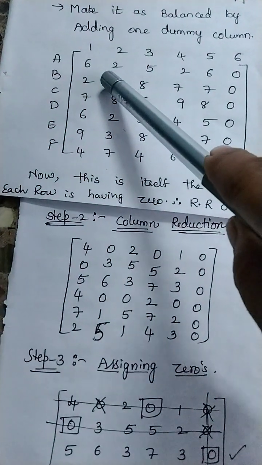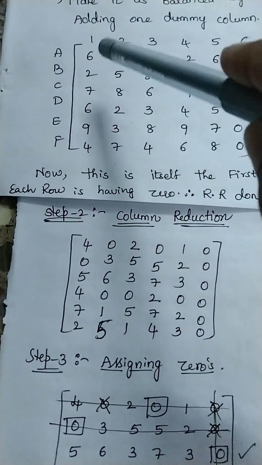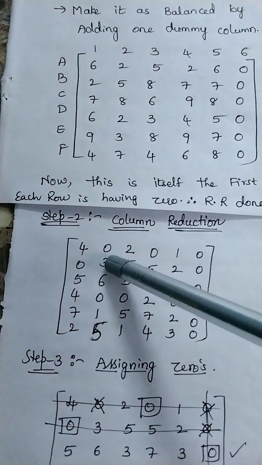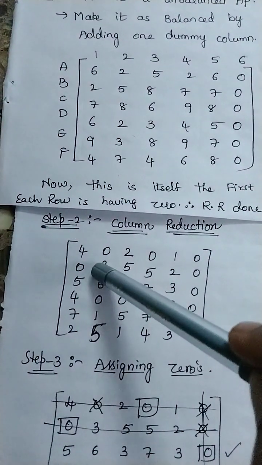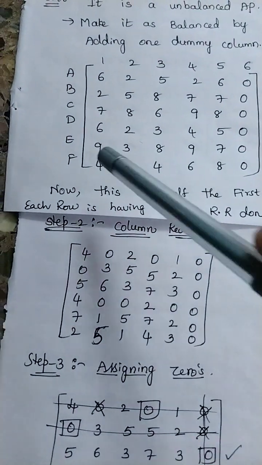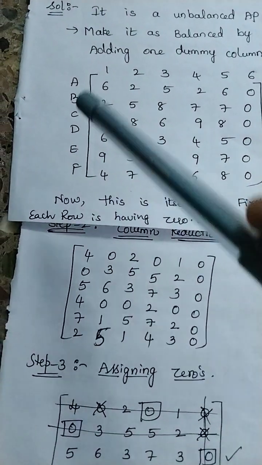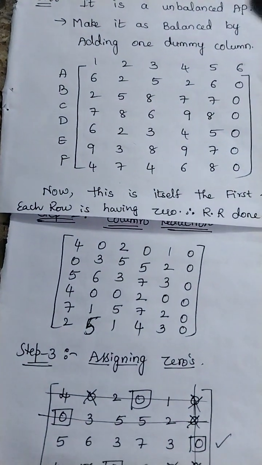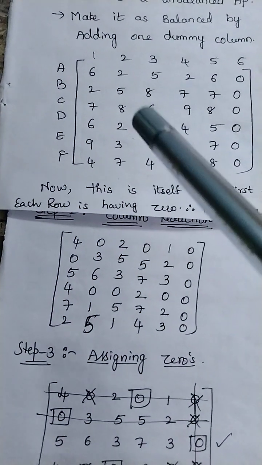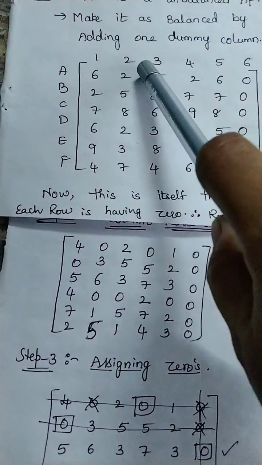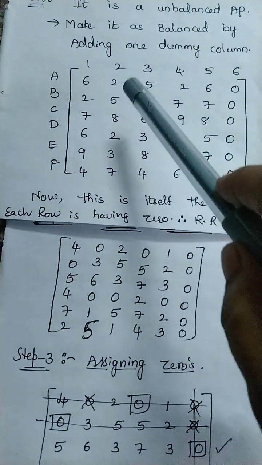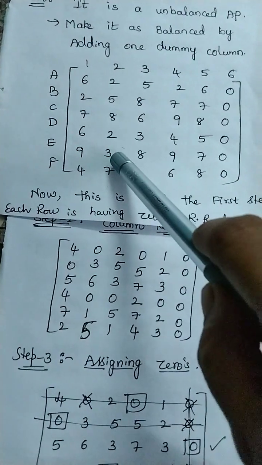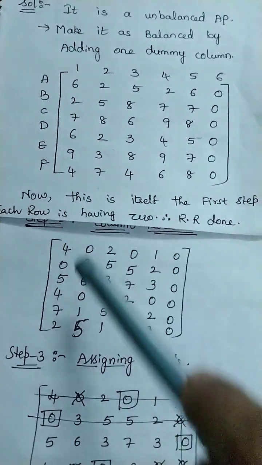2. You are going to reduce that value of 2 from the first column. 6 minus 2, 4. 2 minus 2, 0. 7 minus 2, 5. 6 minus 2, 4. 9 minus 2, 7. 4 minus 2, 2. Now in the second column, what is the least value? 2. So we are going to reduce that value of 2. 2 minus 2, 0. 5 minus 2, 3. 8 minus 2, 6. 2 minus 2, 0. 3 minus 2, 1. And 7 minus 2, it is 5.